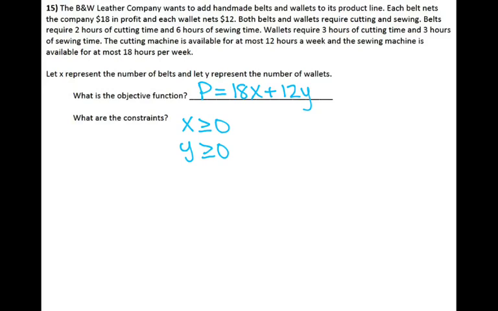And then from there, this problem is talking about 2 other things. We're talking about cutting time and sewing time. So those are going to be your 2 other constraints. So I'm going to look for the hours that it takes to cut the belts and wallets. So belts require 2 hours of cutting time, so that's 2x, plus wallets require, let's see, 3 hours of cutting time, so 3y, and I need to figure out how much time I have for the cutting machine. Let's see, the cutting machine is available for at most 12 hours, so that needs to be less than or equal to 12. So this right here is talking about the cutting machine.